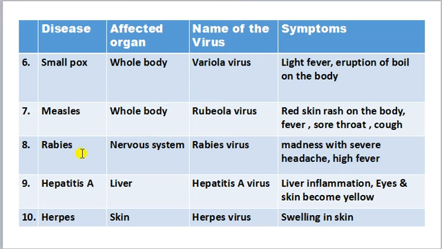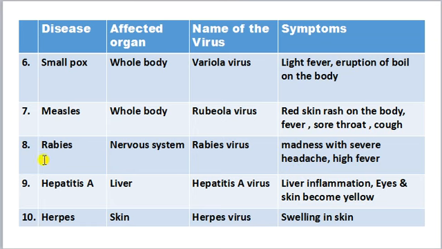Now 8, rabies. Rabies is basically spread through animal bite. It is a deadly virus, the rabies virus, which spreads to people through the saliva of an infected animal. This is present in an infected animal's saliva, and after the biting of the animal, it spreads to human beings and affects the nervous system of the human being, and that causes madness with a severe headache, high fever, and there is a condition known as hydrophobia. That means a human can fear water. So this is a symptom of rabies.